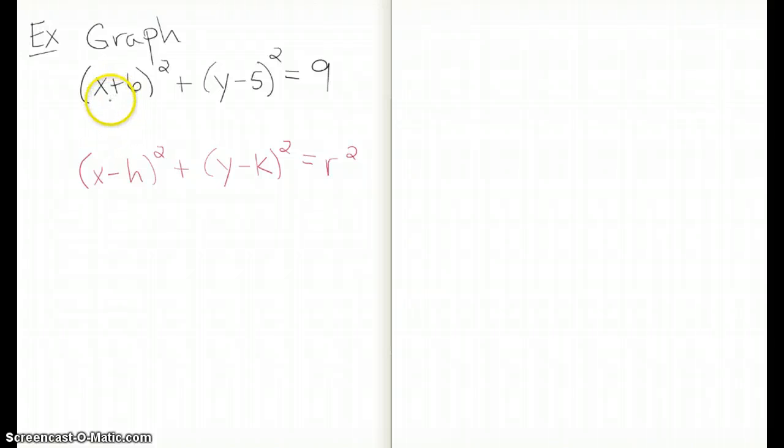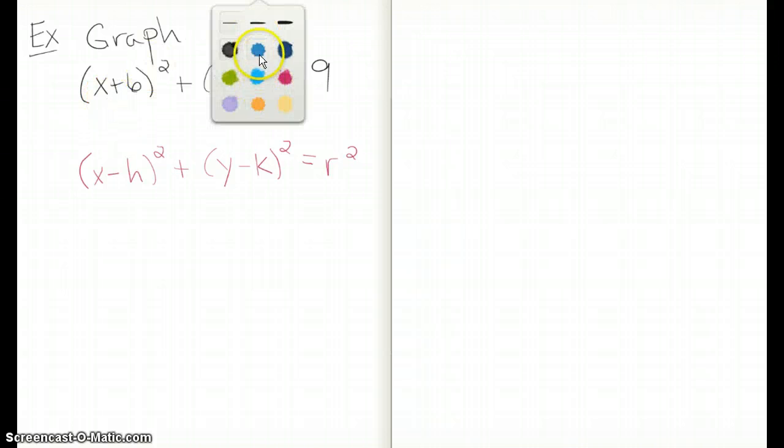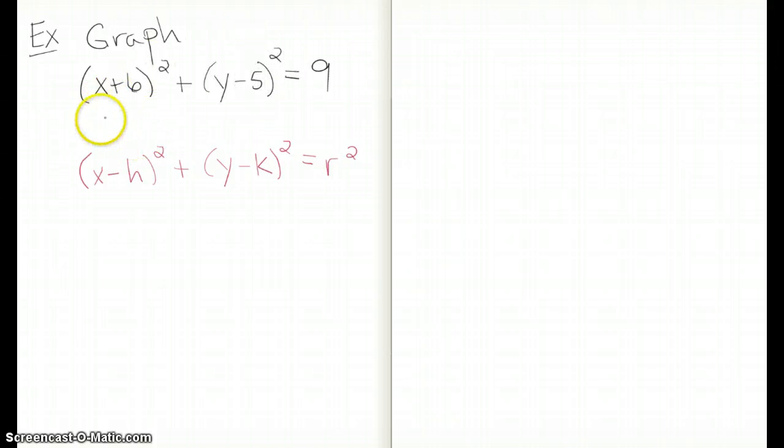But if we would really like this to say x minus a number, we could actually force it to be that way. Let's see what I mean by that. Let's choose a different color. So if I instead wrote this x plus 6 here as x minus a minus 6, notice those two things still say the same thing. X plus 6 is the same as x minus a minus 6.